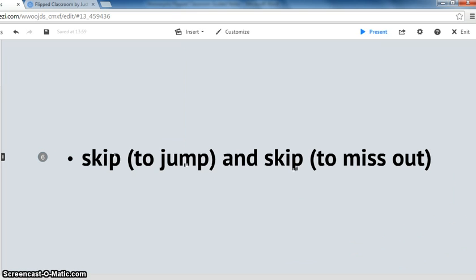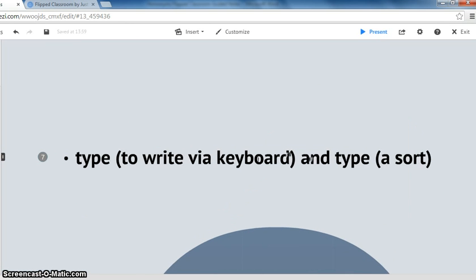Another example would be to skip, as in to jump, or to skip, as in to miss out. So you can skip across the courtyard at school, which is to jump, or you can skip class, which means you're hiding in the bathroom instead of actually going to class. An additional example is type. Type can be something that you are writing on a keyboard for a computer, so you can type a report for class, or you can have a certain type of juice that you like to drink, which means a sort. Again, another example of 2 words that look alike, are spelled alike, and sound alike, but mean something completely different, which is a homonym.